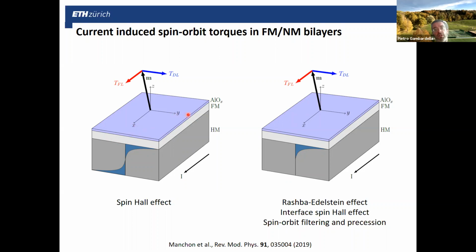And there are actually two possible torques that can appear in such a case. One is called a damping-like torque because it acts in a way similar to magnetic damping. And the other one is called a field-like torque because it acts in a way similar to a static magnetic field. So this torque, which can also be characterized by the effective magnetic field that corresponds to the torque, can be used to manipulate the magnetization in these systems.